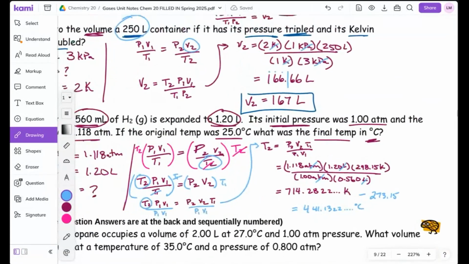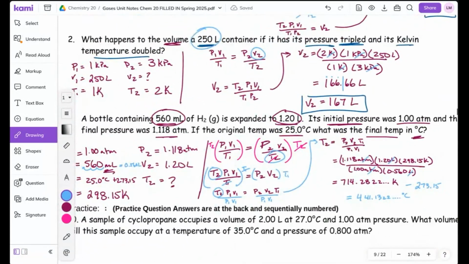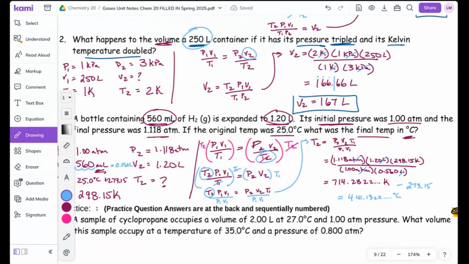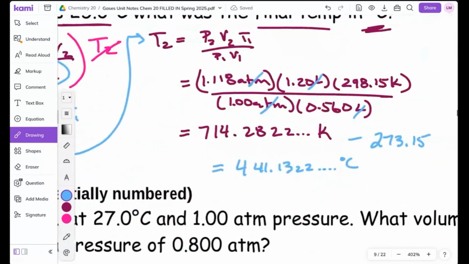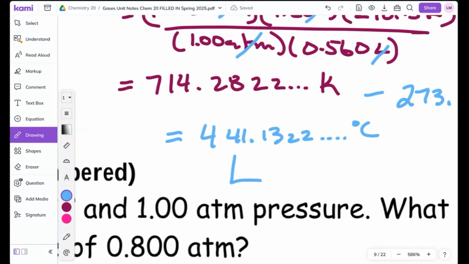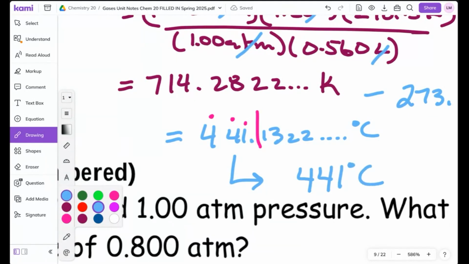Okay. Now, looking at my given numbers, the least amount of sigdigs that we're given is 3 sigdigs. So final answer needs to be in 3 sigdigs. So counting from the left, 1, 2, 3. There's my cutoff line. So my final answer is going to be 441 degrees Celsius.